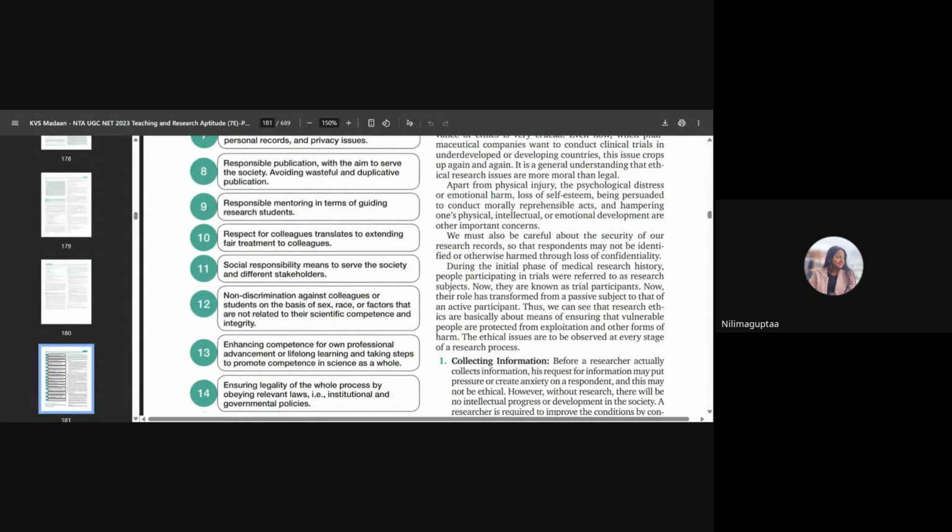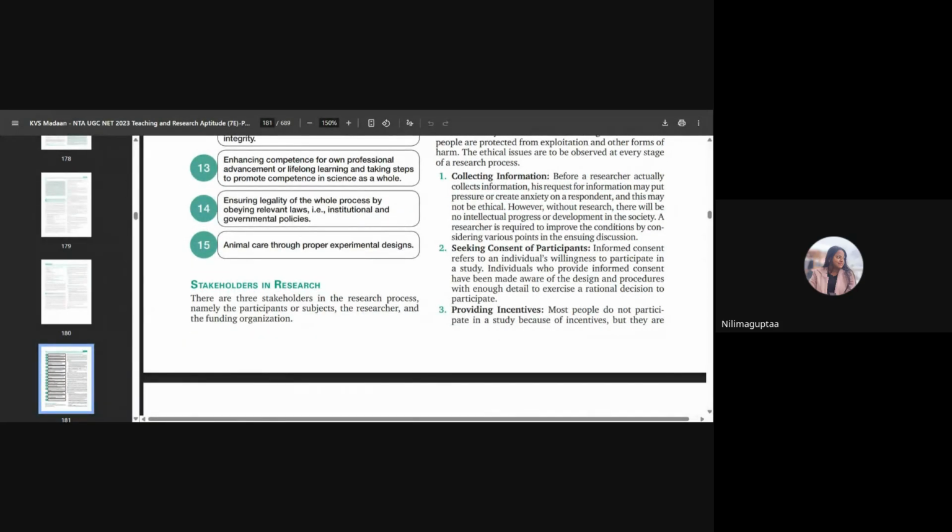Now, research ethics says that research should not cause any physical injury, psychological distress, or emotional harm to the participant, or loss of self-esteem, or persuade them to conduct morally reprehensible acts, or hamper one's physical, intellectual, and emotional development just for the sake of research. No doubt, research is very important so that new things come up every time, but that should not be at the cost of these things, right?